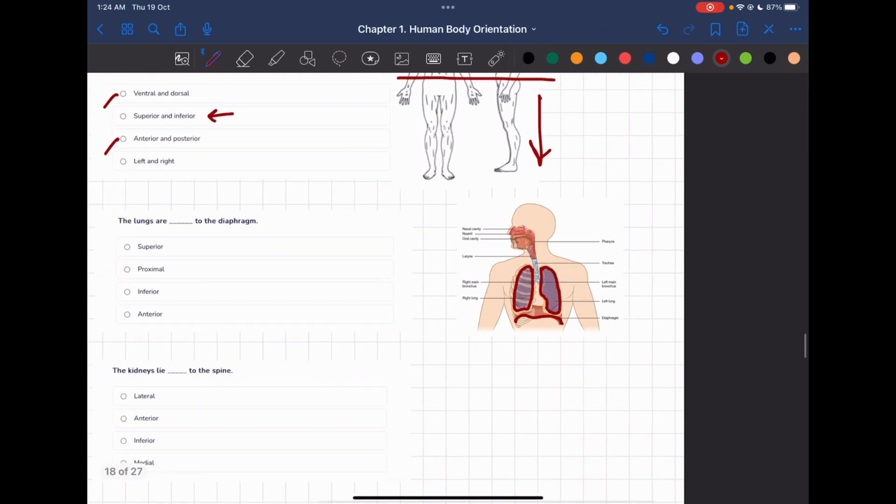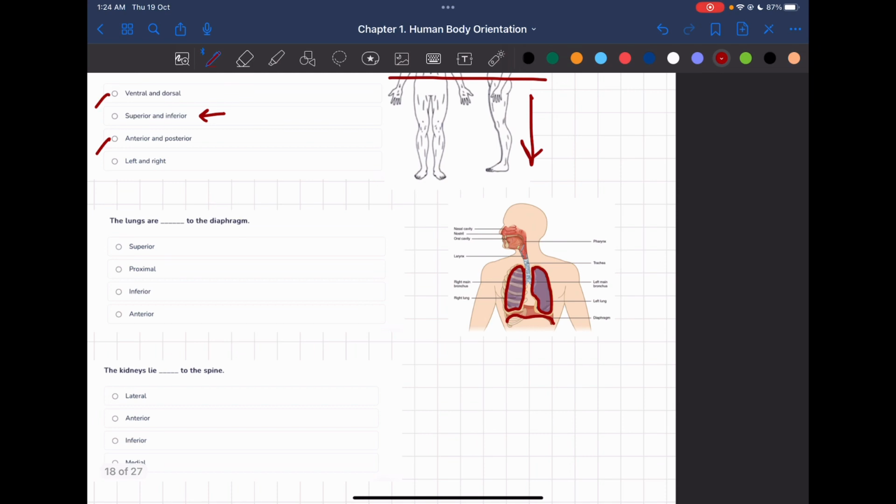So referring to this picture, you need to have a mental picture of the organs or the places. Like, you have the body. Please use your mind to navigate your body, because you obviously know where the organs are. If you don't, that's a problem. Okay, so the lungs are blank to the diaphragm. Are they superior? Are the lungs above the diaphragm? Are they proximal, closer to the diaphragm? Are they below the diaphragm or inferior? Or are they anterior to the diaphragm or in front of?